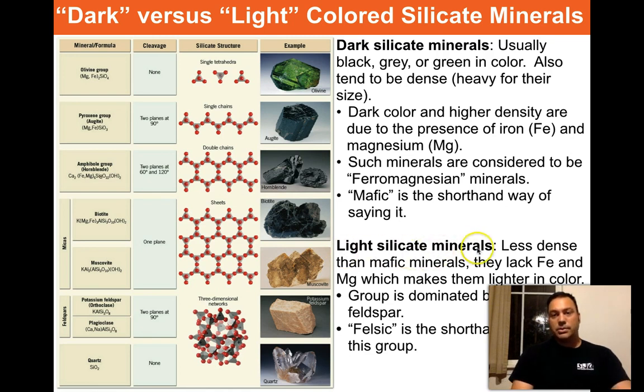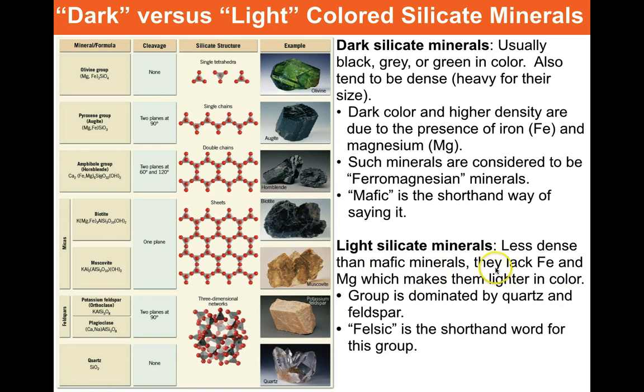Light silicate minerals are less dense than mafic minerals. Why? Because they lack iron and magnesium, which makes them lighter in color as well. This group is dominated by quartz and feldspar, and instead of saying mafic for this group, we call them felsic. Obviously, because sic is silica and fel is feldspar. Felsic is the shorthand word for this group. So felsic versus mafic, you'll hear both of them. Light colored rocks tend to be lighter in weight or density, and we call them felsic. The heavier ones are ferromagnesian. They contain iron and magnesium. We would say that those are mafic.